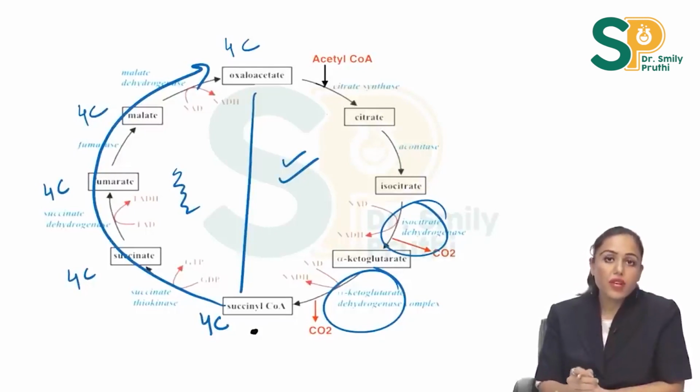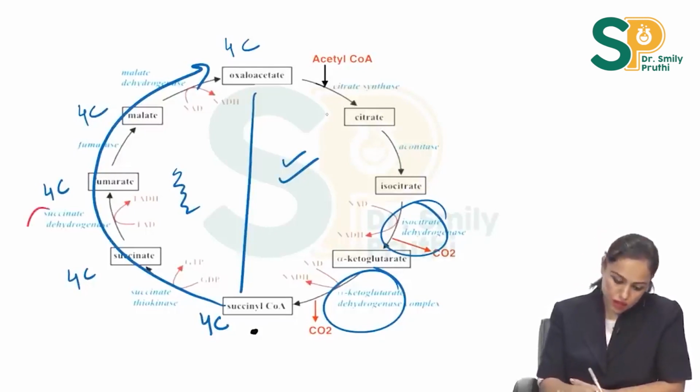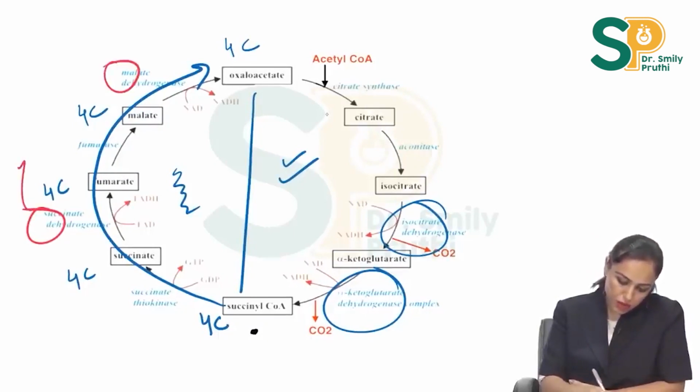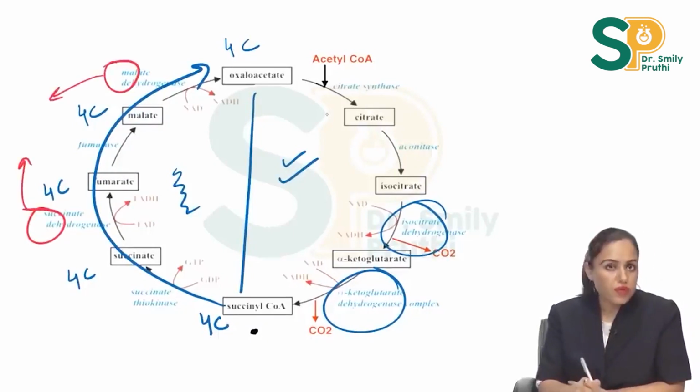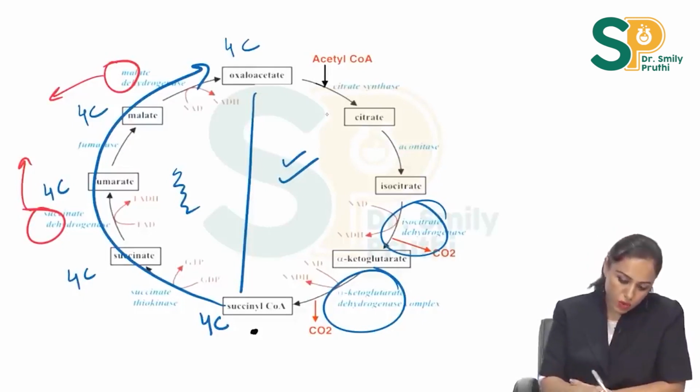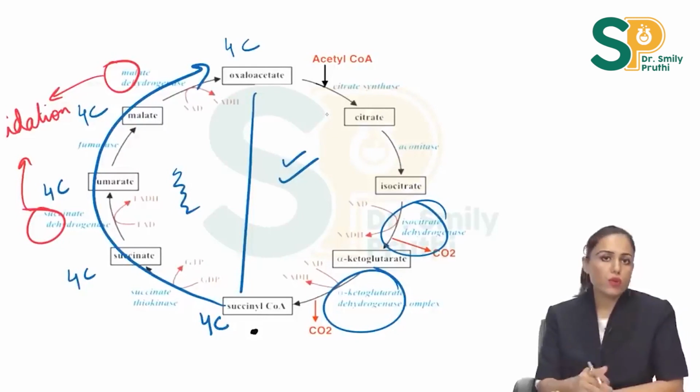And whenever dehydrogenase is on this side of the cycle, see succinate dehydrogenase, malate dehydrogenase, there is no change in number of carbons when these two dehydrogenases are working. So they both are simply oxidation steps occurring. You know, dehydrogenase means removal of hydrogen, means oxidation, right?